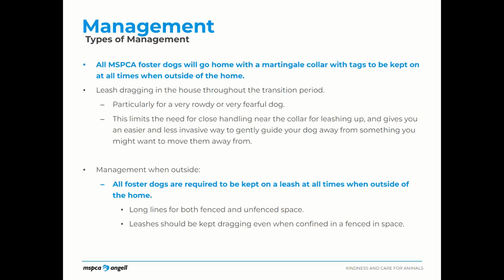A secondary tool would be having the leash dragging in the house throughout the transition period. We talked about this on a different slide where a dog was wearing a dragging leash. This is valuable both for rowdy dogs, but as well as fearful dogs. It avoids handlers having to do a lot of close handling and getting near the dog's collar for leash up. It also gives you a really easy and non-invasive way to gently guide your foster dog either away from things that you want to move them away from, or towards things that you need them to move towards, like a door to go outside to go to the potty.